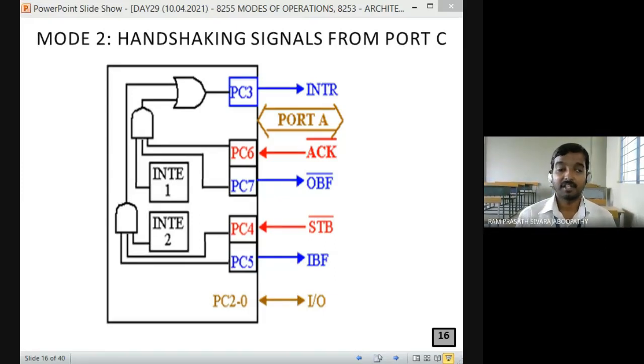Okay fine. That's all about the 8255. 8255 full-ஆ முடிஞ்சிருச்சு. Okay. Now we are going to see about the next peripheral IC, 8253. Okay. Shall we proceed?